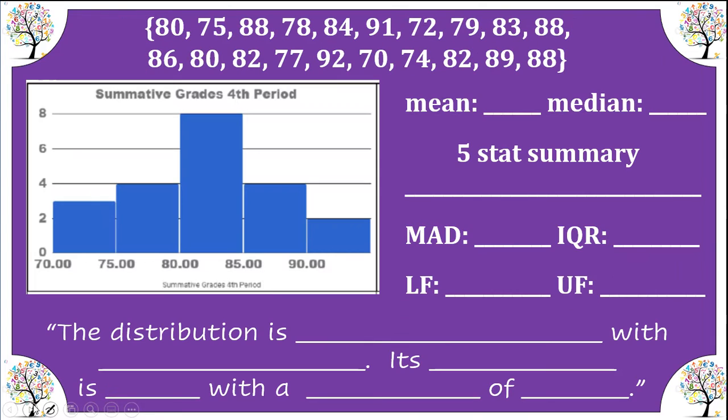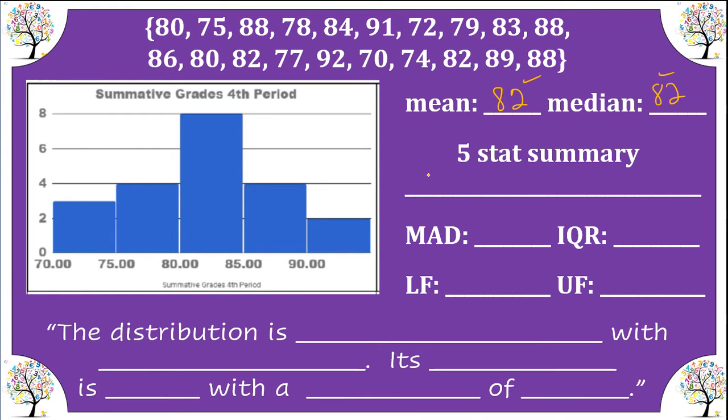So let's get started. Here we have a set of data of the summative grades of 4th period. Let's find the mean, the median, the 5-stat summary, and then describe. So I have already calculated these ahead of time. Our mean was 81.9. I am going to round that to 82 since we're talking about grades. The median is 82 as well. And you can see that our graph is very symmetrical, so that's why they are the same.